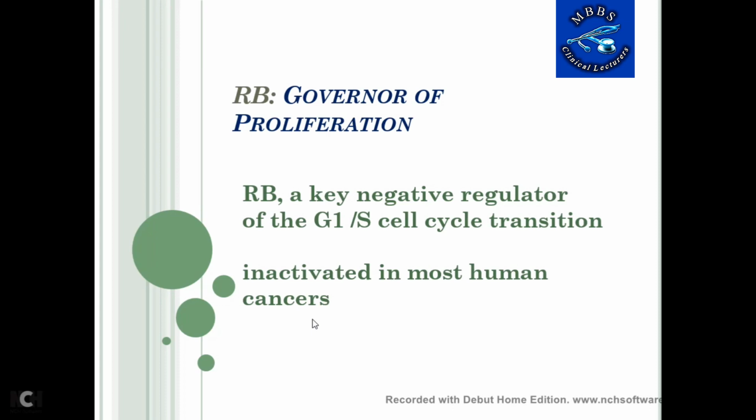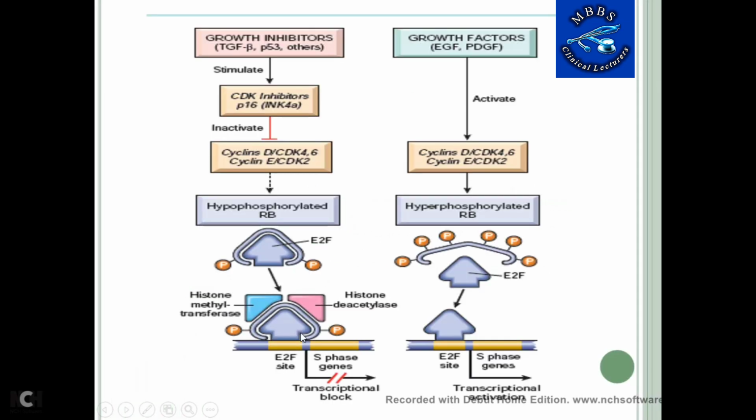Now, one of the most important tumor suppressor genes is retinoblastoma. Retinoblastoma is an eye tumor. It occurs from birth, usually by a germline mutation, and usually occurs in children of a small age group. It is famously known as the governor of proliferation, this RB gene. So RB is a key negative regulator of the G1 and S phase, the synthesis phase of the cell, and it is inactivated in most human cancers.